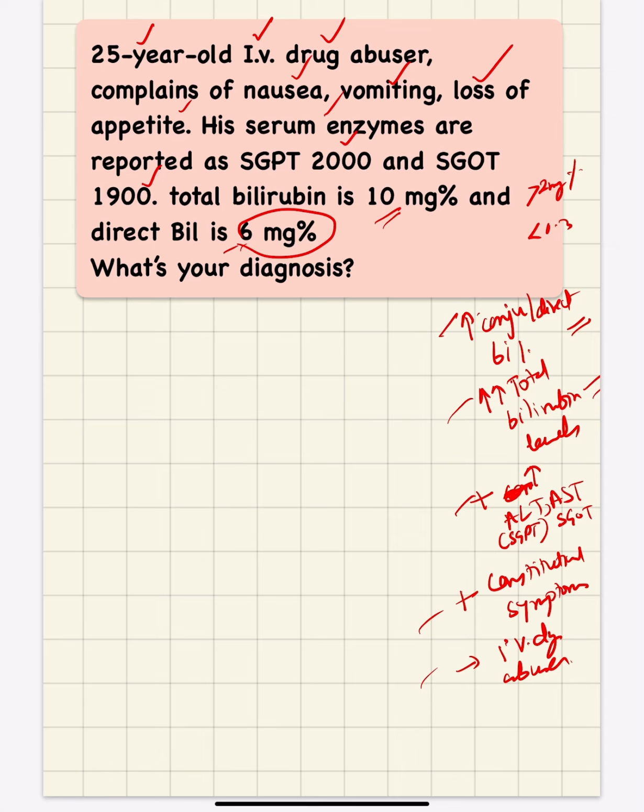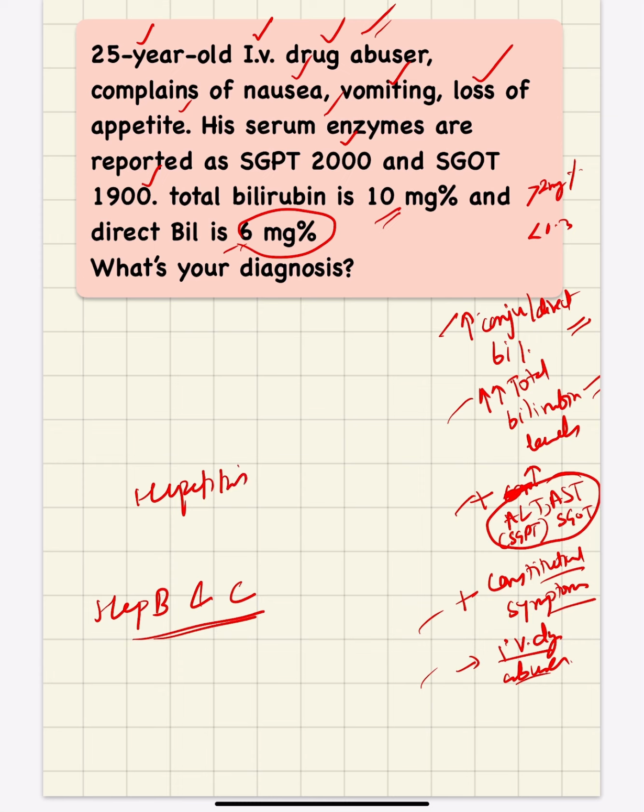And then the ALT and AST. So these are the hepatocellular enzymes, so there is hepatocellular damage going on. So constitutional symptoms like fever, nausea, point towards the etiology of hepatitis. And in hepatitis B and C, we can have the history of IV drug abuse. So the diagnosis in this case is hepatitis, and we will rule out hepatitis B and C in this individual. So this is a case of hepatocellular jaundice caused by hepatitis.